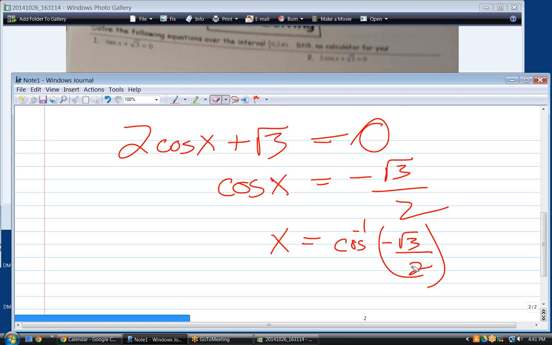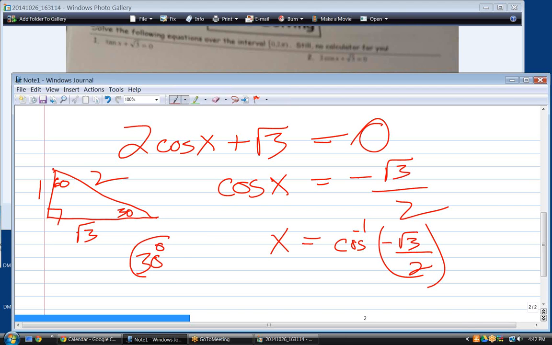Let me find my unit circle real quick so I can have it out. You know what's better than the unit circle are these triangles. You don't even need to have it out. I'll draw them for you. Which angle is the cosine equal to root 3 over 2? 30. Okay, so 30 degrees is our first quadrant angle, but we got a negative sign on it.